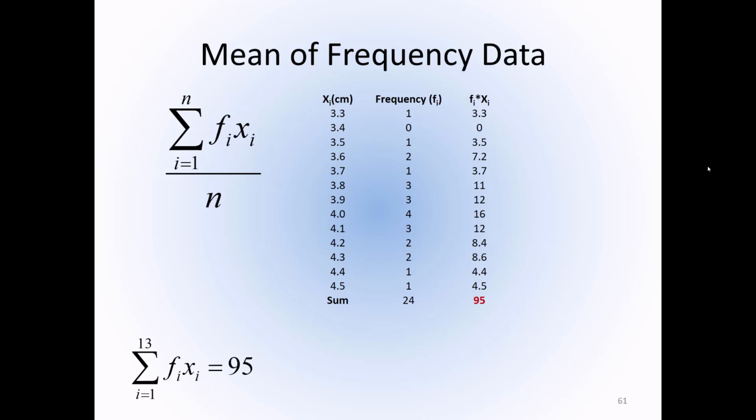So this numerator is going to be the summation, which is 95. Our denominator is a little bit challenging to understand at first, but after we go through this example, you'll see that it should be relatively straightforward.